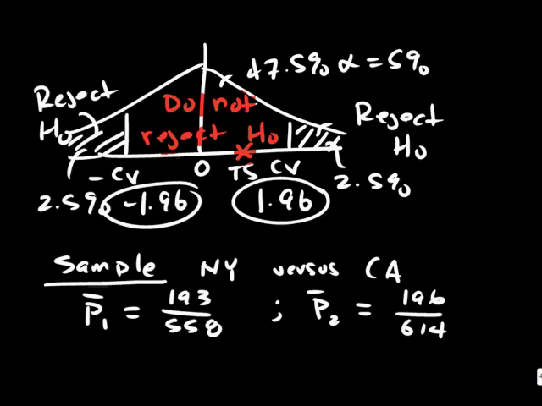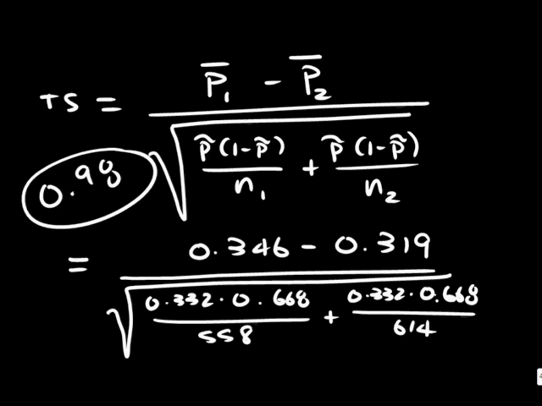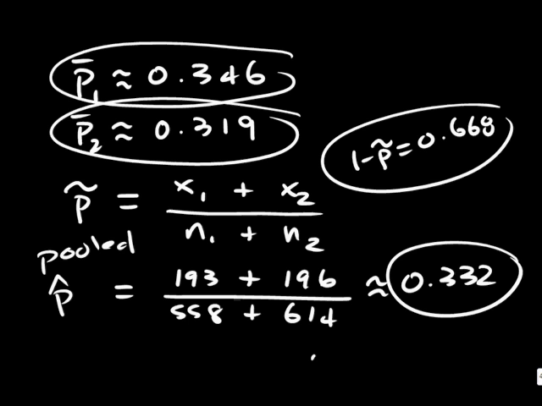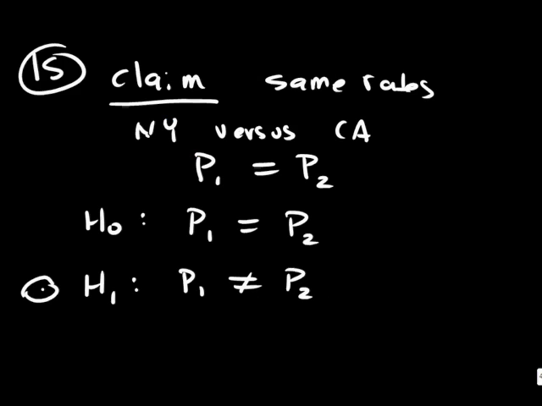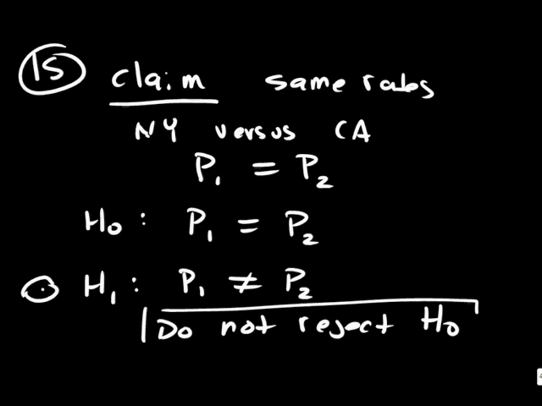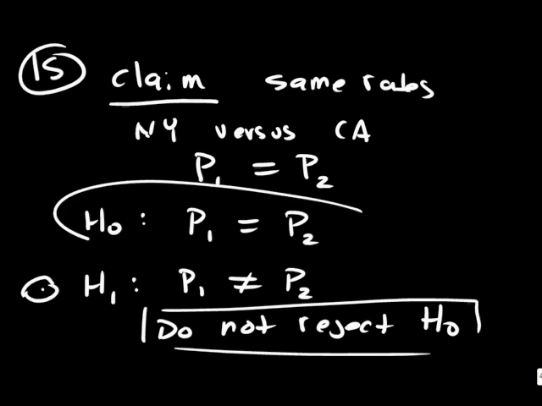So if our conclusion is to not reject the null hypothesis, let's stop and think about what this means. We do not reject this. This happens to be the claim that's made. So what that means is that the sample information supports the claim being made that the recognition rates truly are the same. They have the same recognition rates.